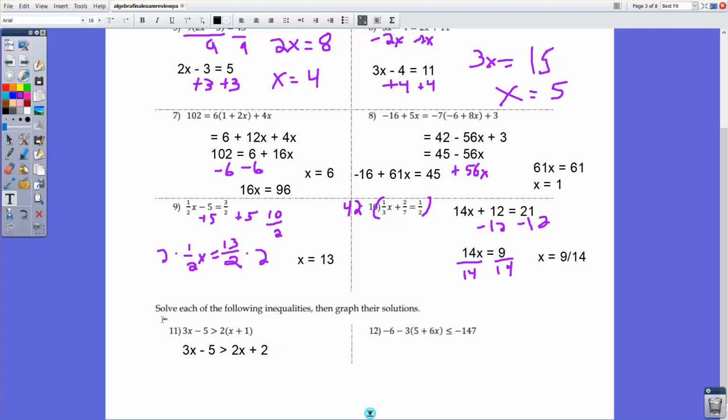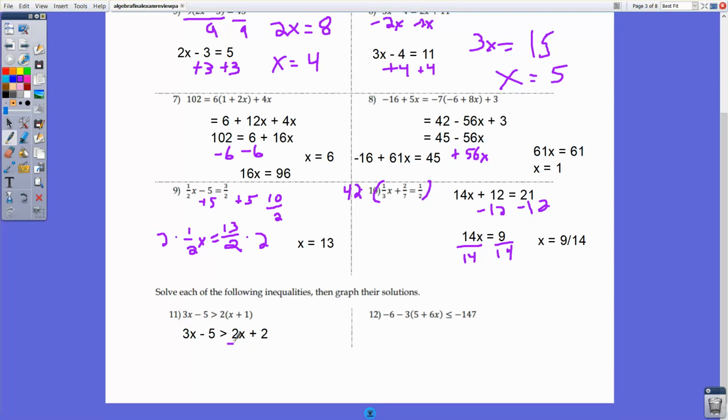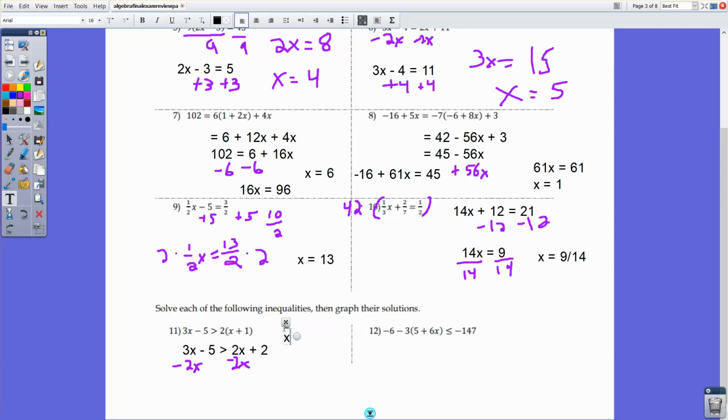So let's write that. And then we get the same thing here. We want to just collect our x's to one side. So subtracting 2x from here and 2x from here is going to give me just regular x. That is going to be x minus 5 is greater than 2. And then if I just add 5 to both sides, I get x is greater than 7 for my answer.